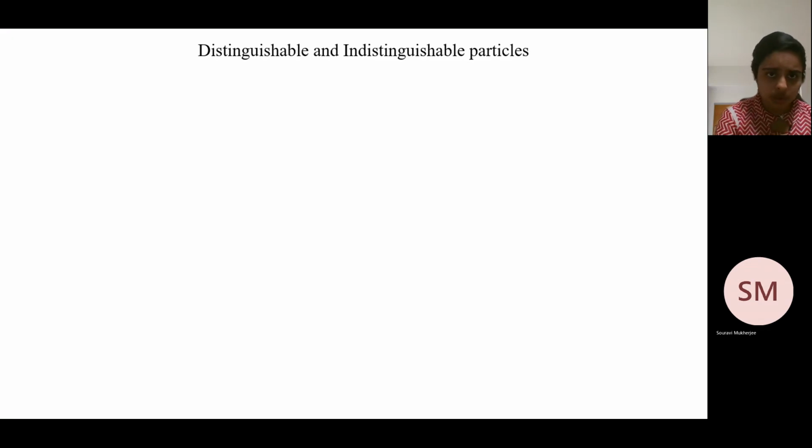Okay. So now, distinguishable and indistinguishable particles. What do you mean by distinguishable? That means if you have two particles, you can distinguish: this is particle 1, this is particle 2. While if it is indistinguishable, you cannot number them, you cannot distinguish them.